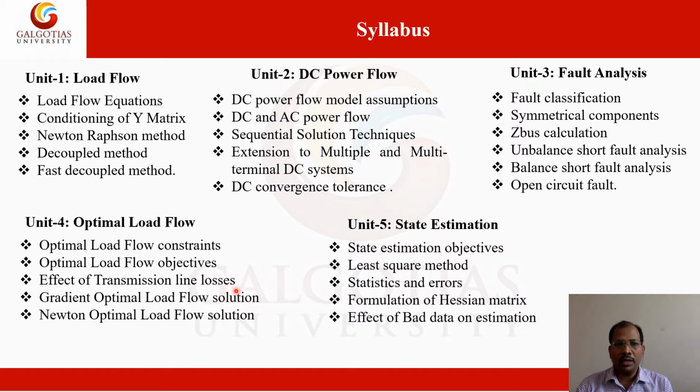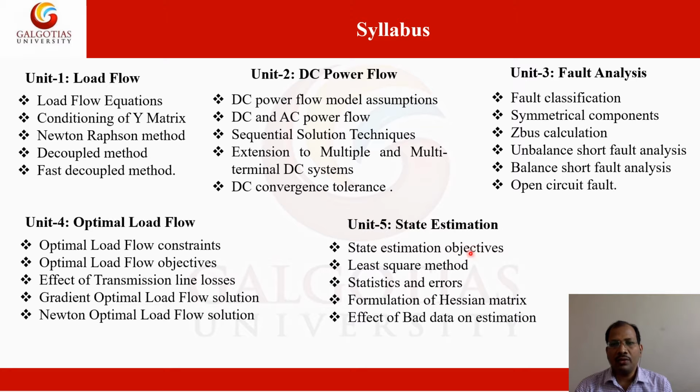There are two methods for this, that is the gradient optimal load flow solution and the Newton optimal load flow analysis. And we also have to consider the losses of the transmission line. The fifth unit is the state estimation. Here why are we going to do state estimation in the power system? What are the objectives? There is one basic method that is called the least square method.